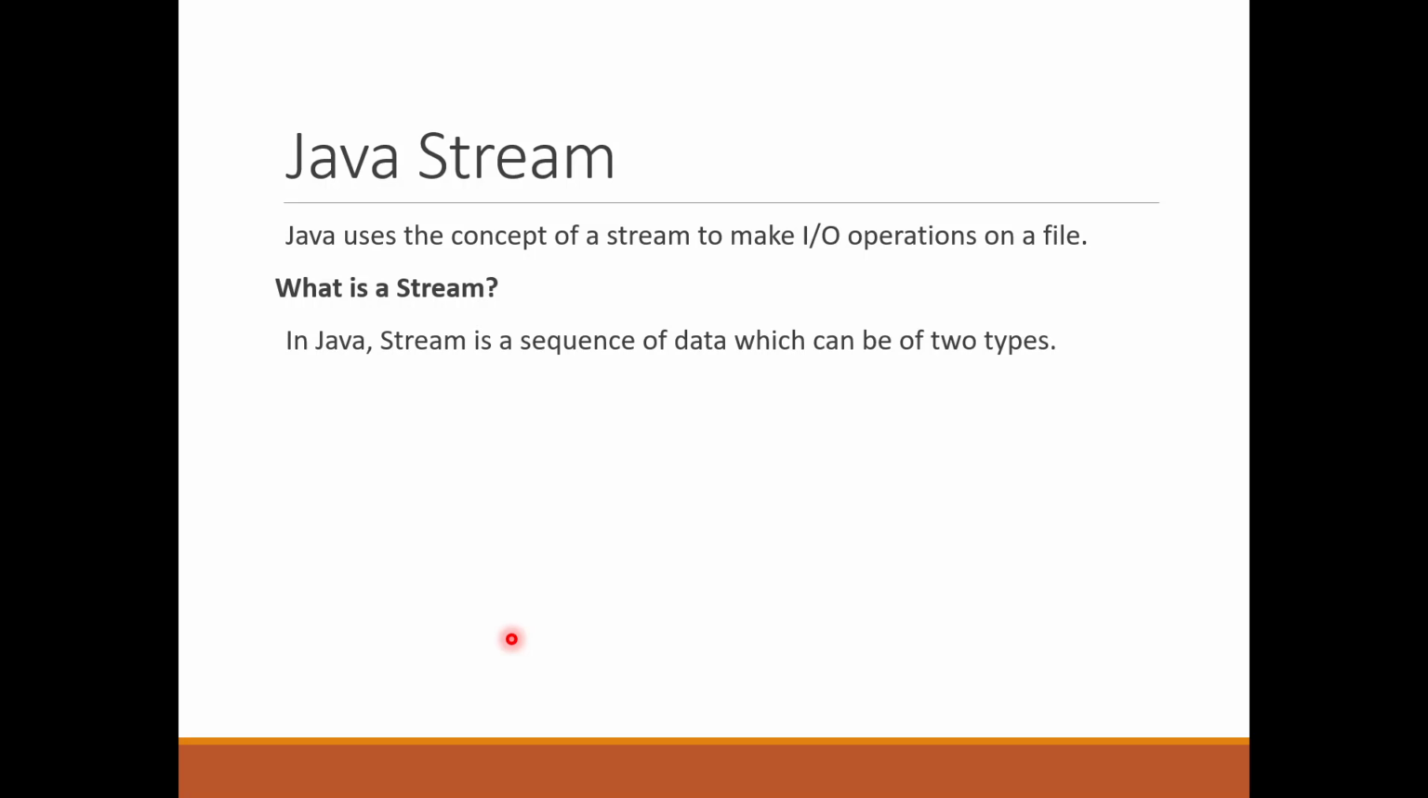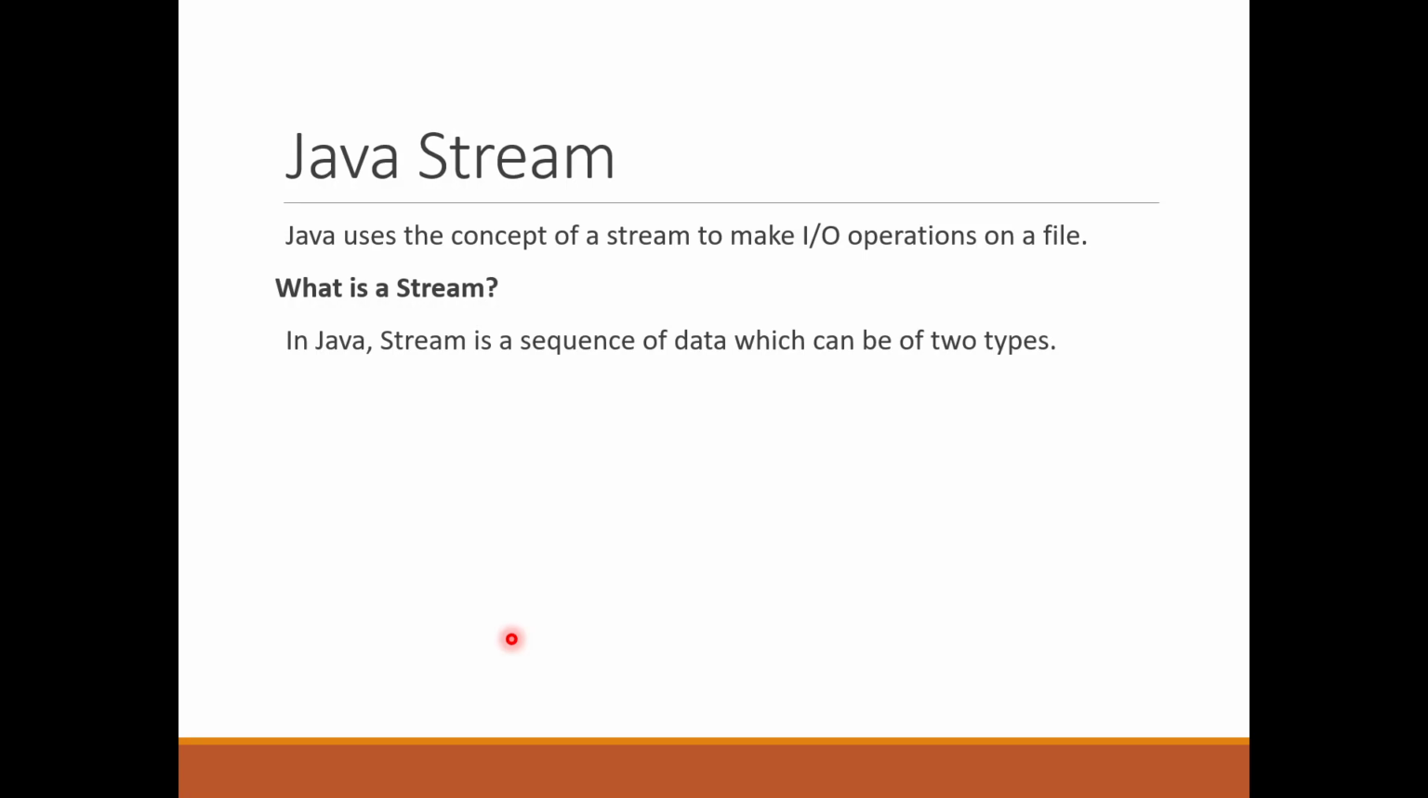So stream is nothing but a sequence of data. So whatever sequence of data you are getting from the user via keyboard, or whatever data you are displaying on your console, all that data is called a stream. So stream is simply the sequence of data which is coming from either an input device or it could be given to an output device.